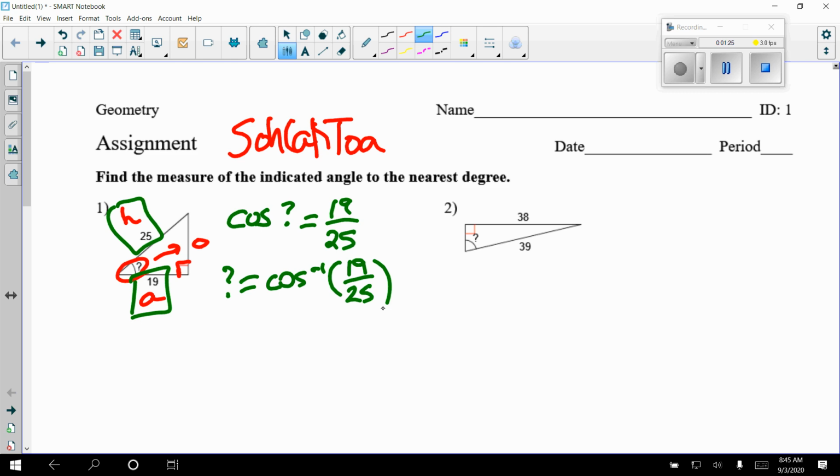Remember, inverse a lot of times involves the second button. Depending on your calculator, it may be a little different. But when I type that in, I get 40.5 degrees. Remember to be in degree mode. Okay?